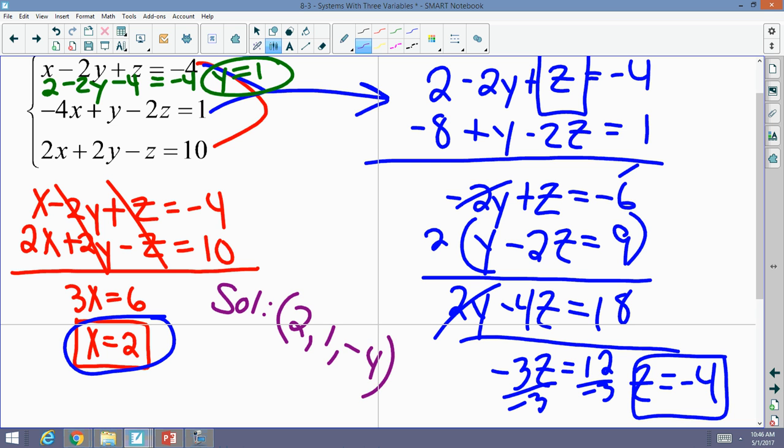Don't take my word for it. Let's prove it. Okay, 2 minus 2 is 0. 0 minus 4 is negative 4. It works. Negative 8 plus 1 is negative 7. Negative 7 plus 8 is 1. 4 plus 2 is 6. 6 minus a negative 4 becomes plus 4. 6 plus 4 is 10. Works.